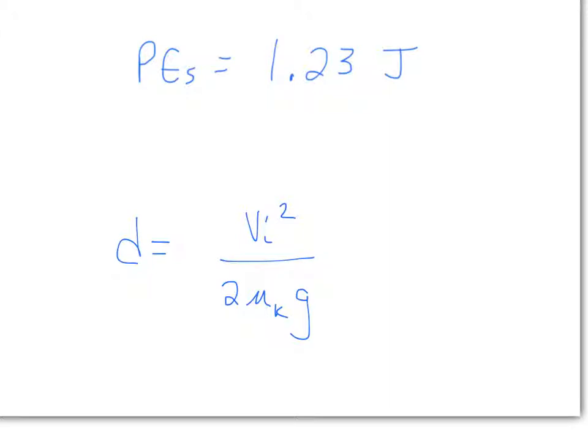Mu is in the denominator, which means it's what related? Not directly, indirectly. See the problem again? Okay, indirectly related is mu. So if mu goes up, D goes down. And think about that for a second.